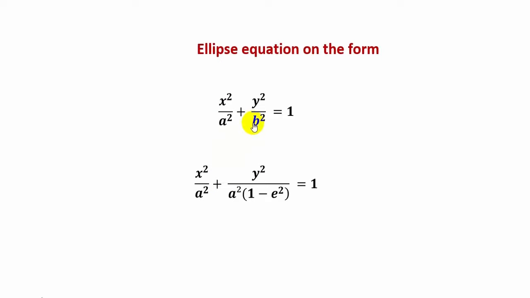There is a relationship between a and b, which is b squared equals a squared times (1 minus e squared), where e is the eccentricity, related to the focus distance. This is our general form for the ellipse.